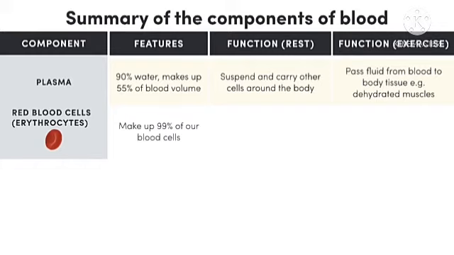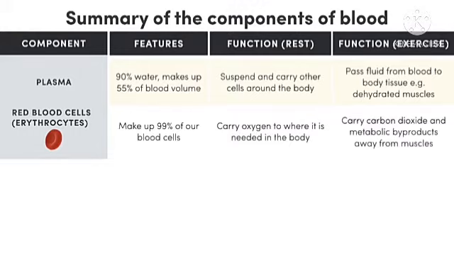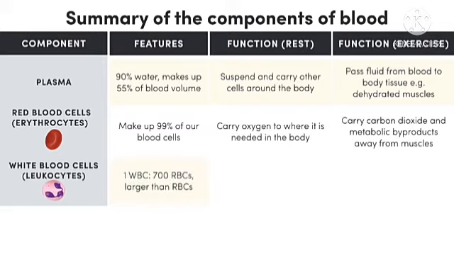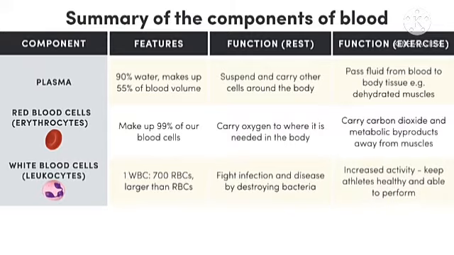Now the red blood cells, we said they make up 99% of our blood cells, and in function they carry oxygen to all parts of the body. Then the white blood cells, like we said, there is one white blood cell to 700 red blood cells. The white blood cell helps to fight infection and diseases by destroying bacteria.